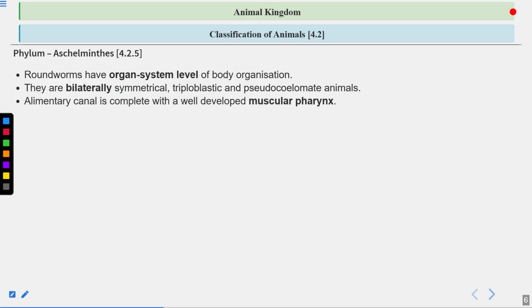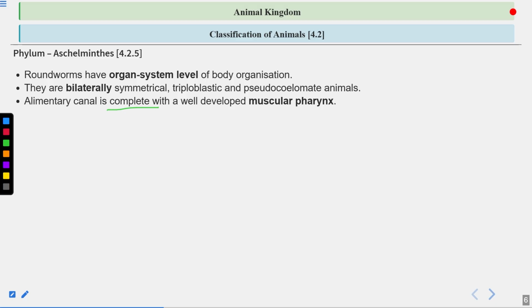Now, the alimentary canal is complete. What does this mean? They have two openings. One opening is the mouth and the other opening is the anus. But what about the previous one, Platyhelminthes? Sorry, Platyhelminthes have only one opening, right? And that is why their alimentary canal, or you can say the digestive system, is of the incomplete type.